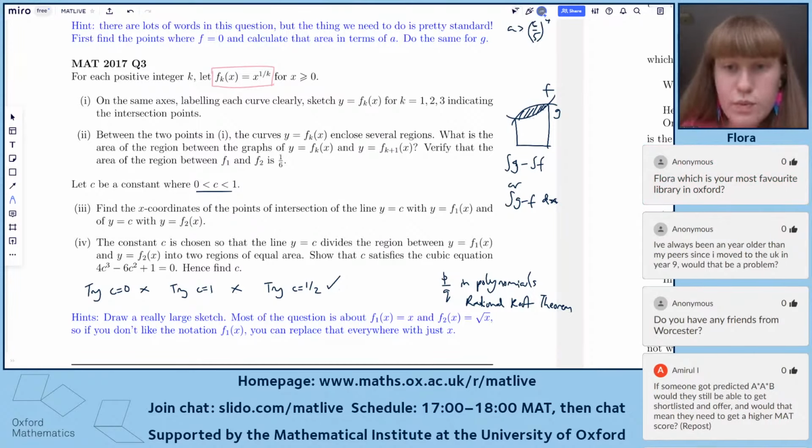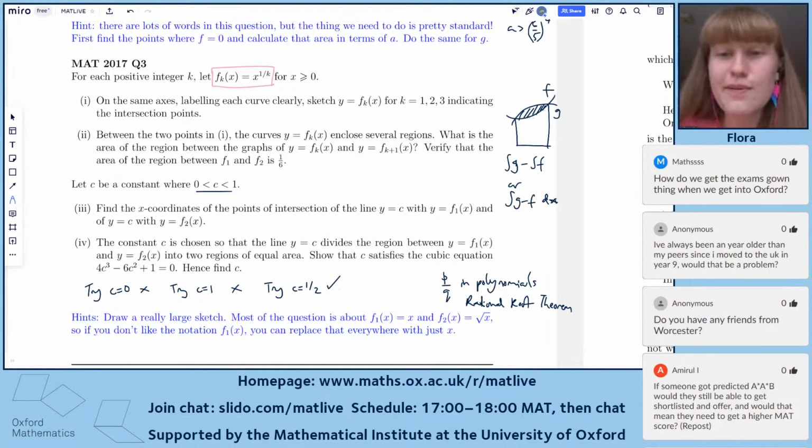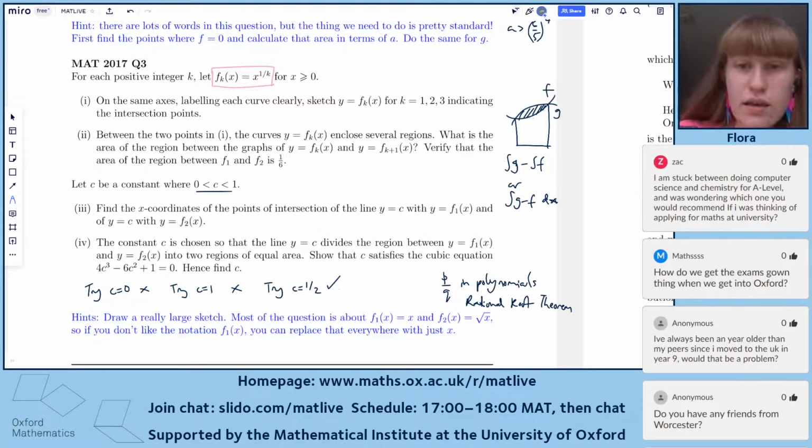Do I have any friends from Worcester? No, I don't think so. Sorry. Not a comment on Worcester College. No, this is not a comment about Worcester College at all. I just don't happen to have friends from there. I know some people from Hertford and from Wadham. I know a couple of people at Christchurch, but that's just a chance thing.